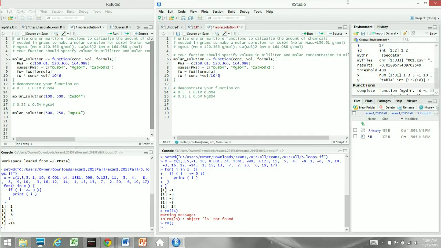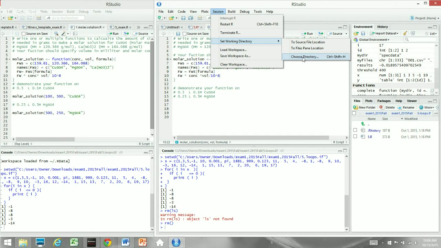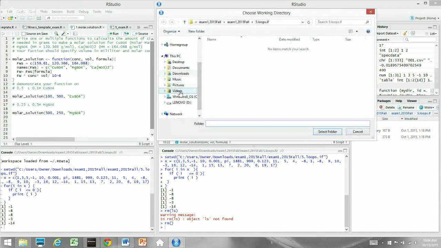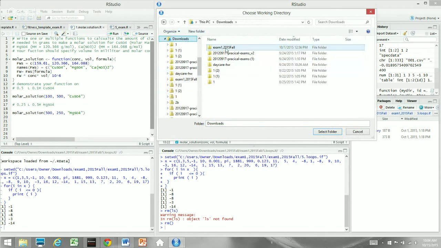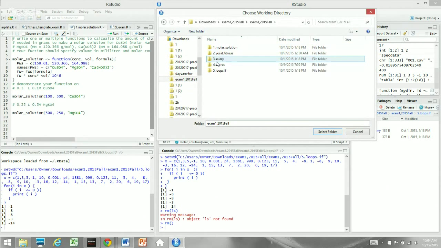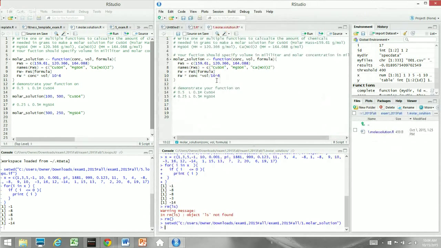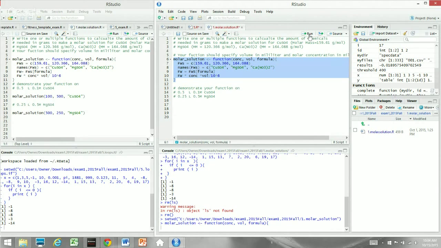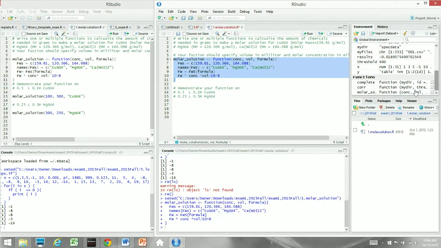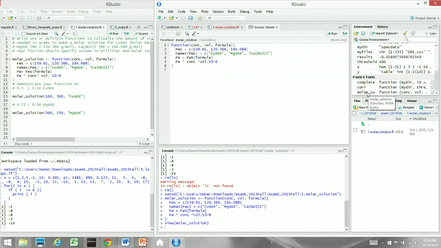Before we can run this, I have to make sure the session directory is correct. So we're going to choose directory, go to, for me, it's in downloads. I'm going to go to exam 1, and then to molar solution. This is where everything is. And I'm going to run this function to make sure it works properly. It's going to be listed in my global environment. Here it is, molar_solution, function. My function is here, great.